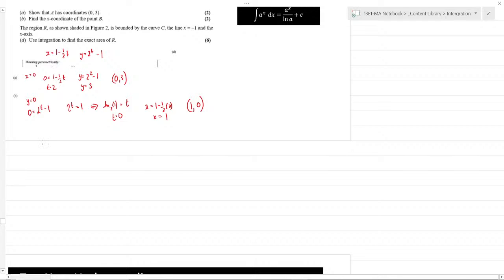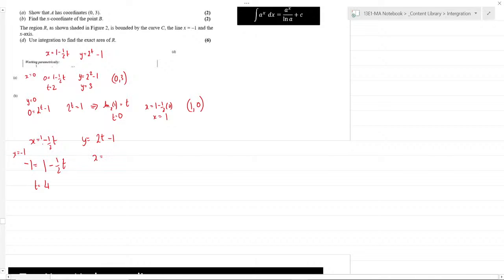So, where was I up to? I wrote down x is equal to 1 minus a half t, y is equal to 2 to the power t minus 1. I said that we're trying to find out when x is equal to -1. So -1 is equal to 1 minus a half t. Bring that over, bring that back, and t is equal to 4 when x is equal to -1.